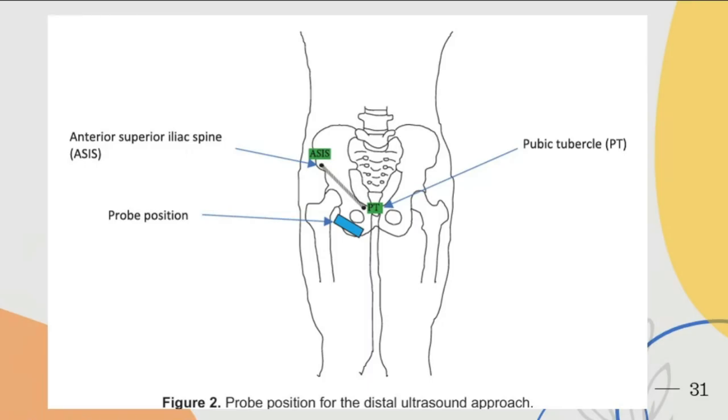So this slide is trying to show the probe position for a proximal approach. As you can see, the probe position, the blue color there, is almost near to the inguinal crease, and is very near to your pubic rami.